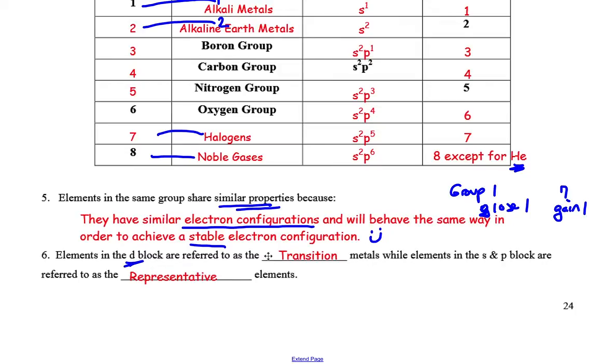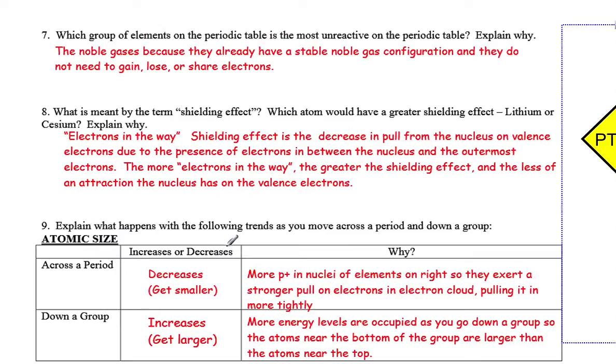Elements in the D block are referred to as transition metals. The S and the P block are representative elements. These guys represent the rules. They are predictable for the most part. Transition metals are unpredictable. You have to look up what these guys are going to do to get stable. They don't always follow the rules. Like some of these transition metals, they make more than 1 charge, but usually the S and the P's are predictable.